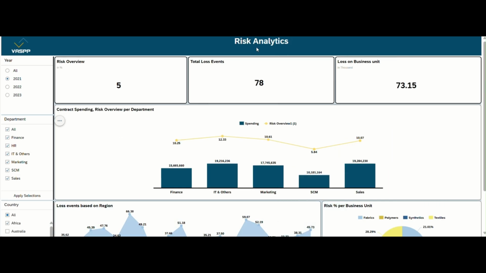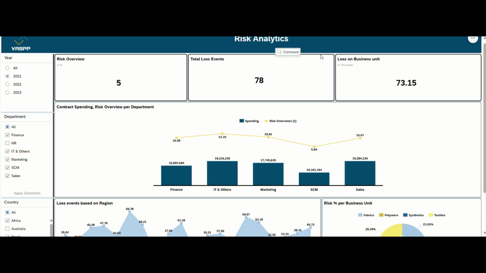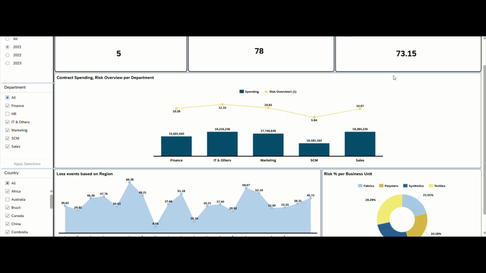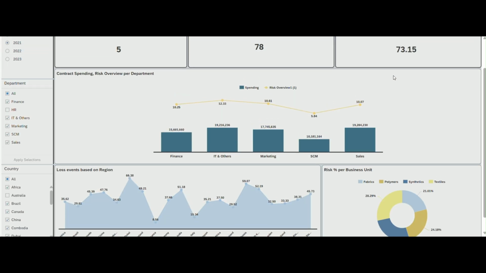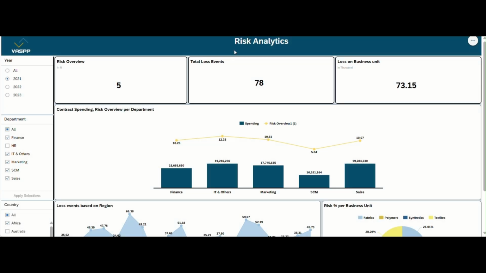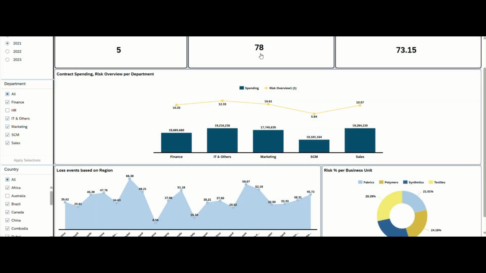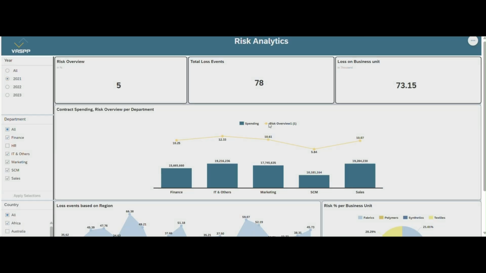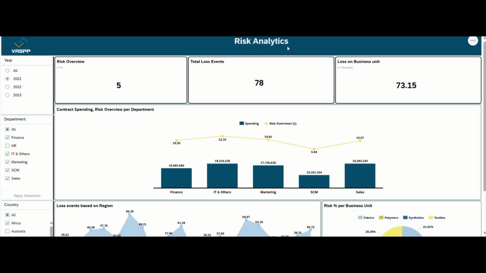Coming to the next page, this risk analytics page provides a comprehensive overview of operational and financial risk across your organization, with a focus on loss events, risk exposure, and contract spending. For business users and decision-makers, this dashboard delivers actionable insights to help identify, assess, and manage risk in real time. Let's take a closer look at the risk metrics that matter most to your business and how this dashboard empowers you to take smarter, faster action.